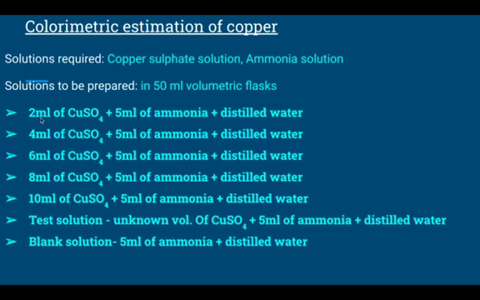To the first standard flask, you will be adding 2 ml copper sulfate plus 5 ml of ammonia, and then it will be made up to the mark using distilled water. To the second flask, you will be adding 4 ml of copper sulfate, 5 ml of ammonia and distilled water. Third one, 6 ml of copper sulfate, 5 ml of ammonia, and you will add distilled water and make up to the mark. In the next standard flask, 8 ml of copper sulfate along with 5 ml ammonia and distilled water. Then to the next standard flask, 10 ml of copper sulfate, 5 ml of ammonia and distilled water.